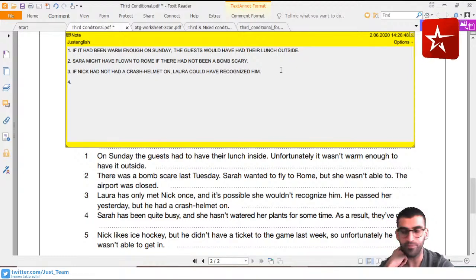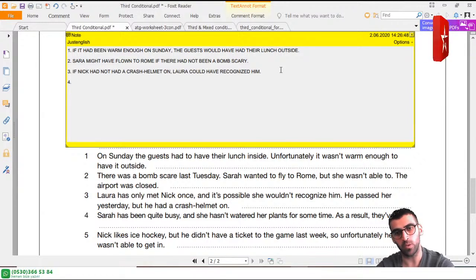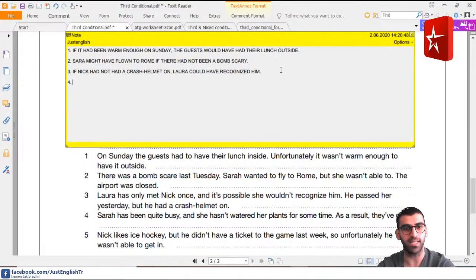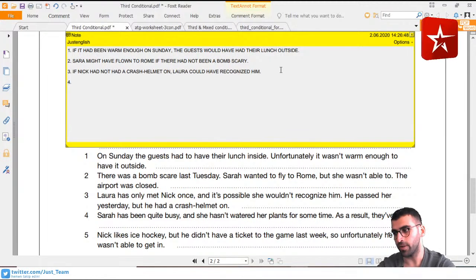And Nick, what is the name of crash helmet in Turkish? Let me check. Kaskı. Eğer Nick kaskı giymemiş olsaydı Lara onu fark edebilirdi. Yesterday. And number 4, Sarah has been quite busy and she hasn't watered her plants for some time. As a result, they have died. Münevver Kavak already wrote an answer to this sentence.